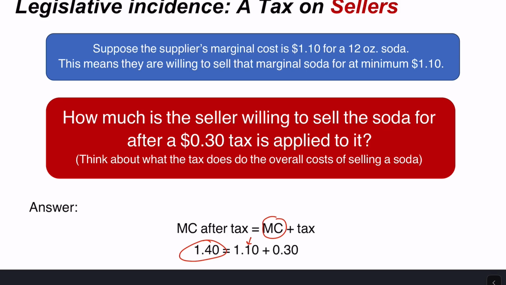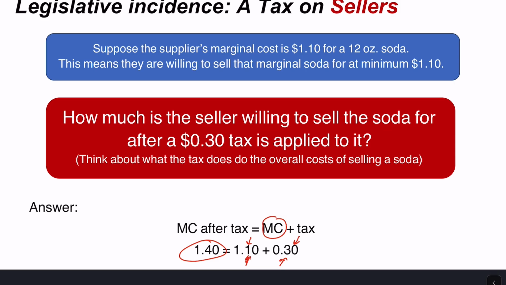But now they also have to pay a 30-cent check to the government for every single unit sold. And so that's basically just increasing their costs of production. All these other costs they had before go up by 30 cents per unit. The seller doesn't care whether they have to pay those costs to workers or to the government. It's all just costs to them.